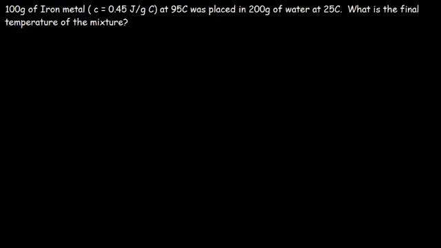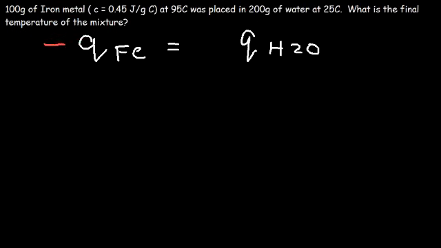"100 grams of iron metal at 95 degrees Celsius was placed in 200 grams of water at 25 degrees Celsius. What is the final temperature of the mixture?" So, just like the last problem, this is another heat transfer problem. The heat released by the iron metal is equal to the heat absorbed by the water sample. So Q of Fe is equal to Q of H2O. And let's add a negative sign to make this work.